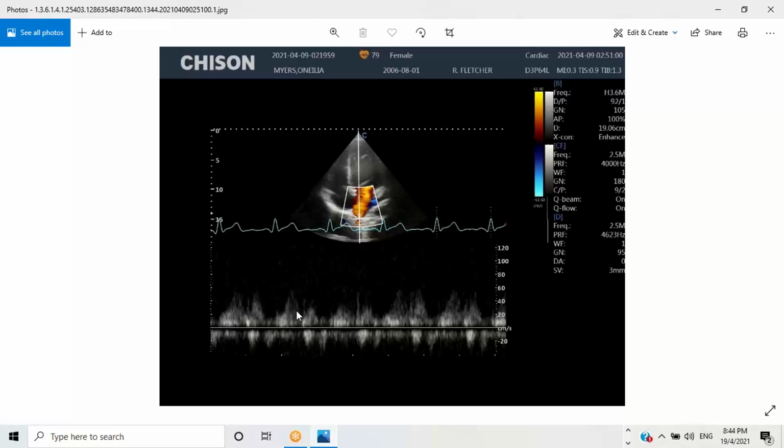So this is your systolic flow. Systole is from the onset of the QRS to the end of the T wave. You also have a smaller diastolic flow. Diastole is from the end of the T wave to the QRS. And then you have what we call an atrial flow reversal. This envelope is below the baseline, it is reversed.